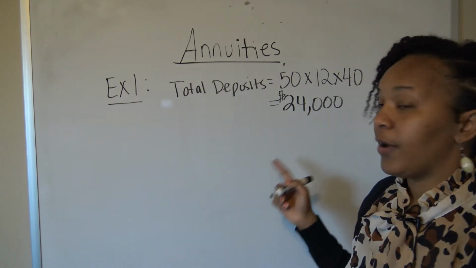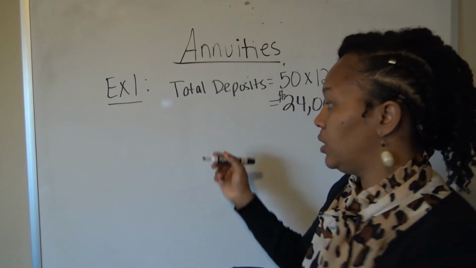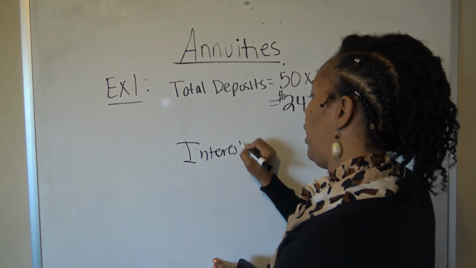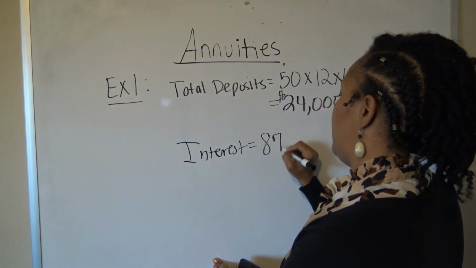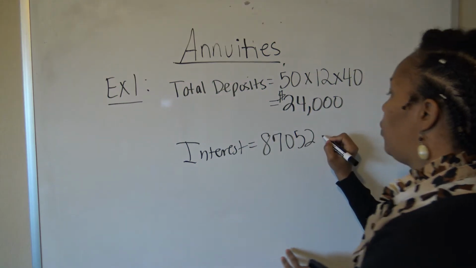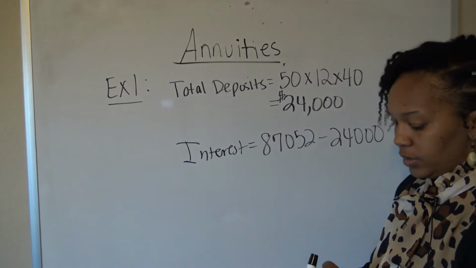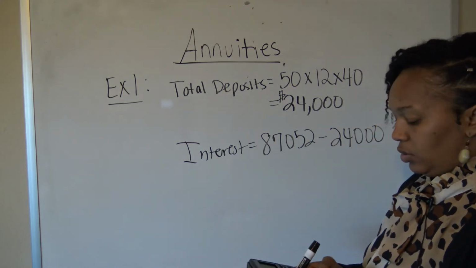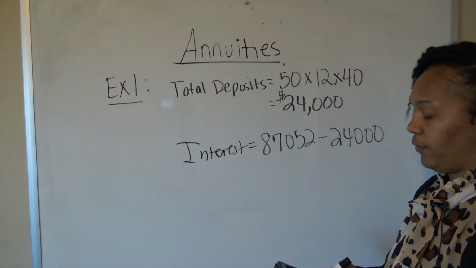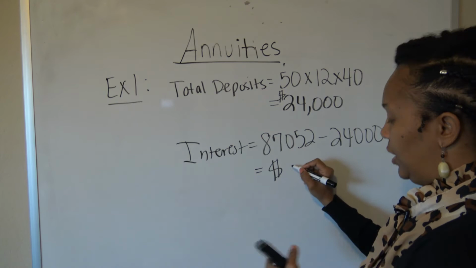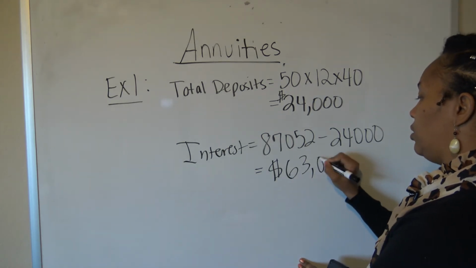So now if we want to figure out how much of the money came from interest, so to find the interest, we'll take the total amount we have in the account, which is the $87,052, and we'll subtract how much we actually deposited. So if you take the $87,052 and subtract the $24,000 from it, the interest ends up coming out to be $63,052.